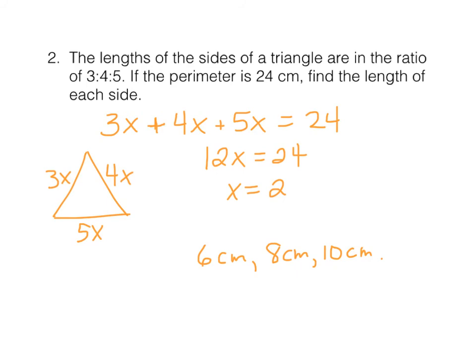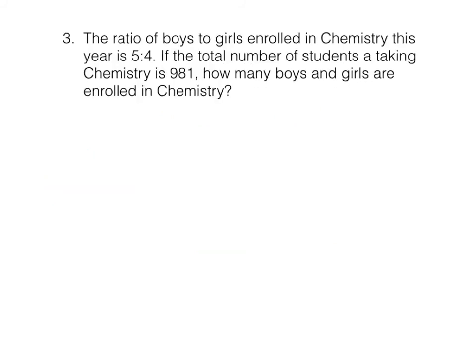Last problem in the video. The ratio of boys to girls enrolled in chemistry this year is 5 to 4. If the total number of students taking chemistry, that's just a typo. Let's fix that real quick. If the total number of students just taking chemistry, no A, is 981, how many boys and girls are enrolled in chemistry? We're going to write a proportion.